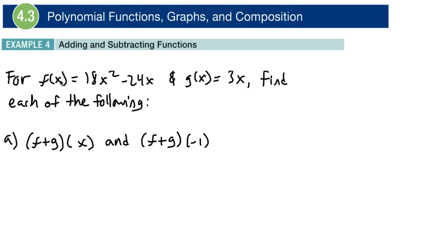All right, so for this function, f of x equals 18x squared minus 24x, and for g of x, 3x, we have to find each of the following. So we're going to find f plus g of x and f plus g of -1.